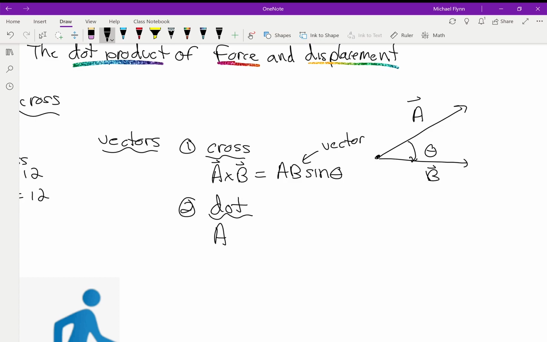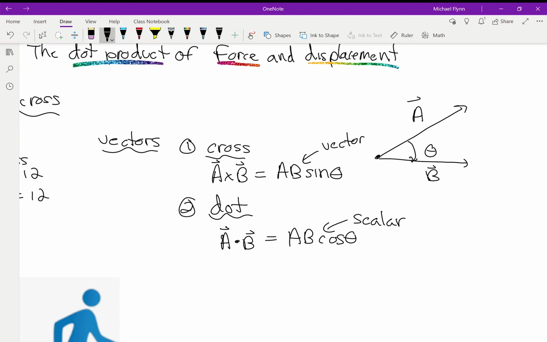Well, like I said, these are just mathematical definitions. A dot B, okay, so this is dot product, is equal to AB cos of theta, okay? Now this result is no longer a vector, it's a scalar, okay? So when you take the dot product of two vectors, the result is a scalar. And this is the formula for how you work out the dot product, okay? Now, let me try to explain to you why work is a dot product of force and displacement.